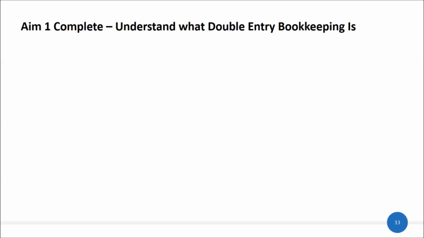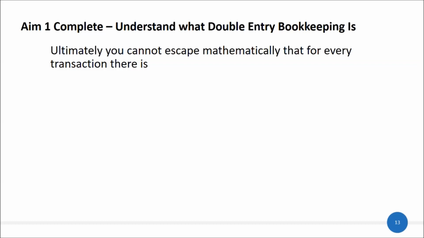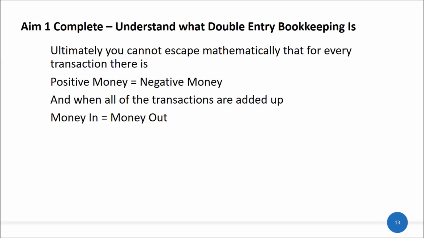So let's go through our aims and just conclude this section before we move on to the next bit in our technique. Ultimately you can't escape mathematically: for every transaction, positive money is equal to negative money. We can't escape this math. We can't escape the fact that the water that goes into it is always going to be the water that comes out, and the reason why is because when all the transactions are added up, money in is equal to money out, and that's because assets is equal to liabilities plus equity. The amount to the shareholders always moves up or down depending upon the difference between assets and liabilities in any transaction, so it will always balance in there.